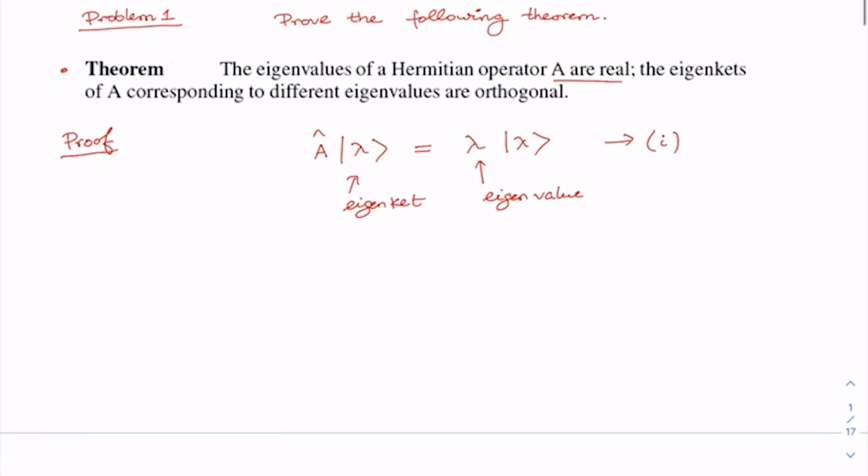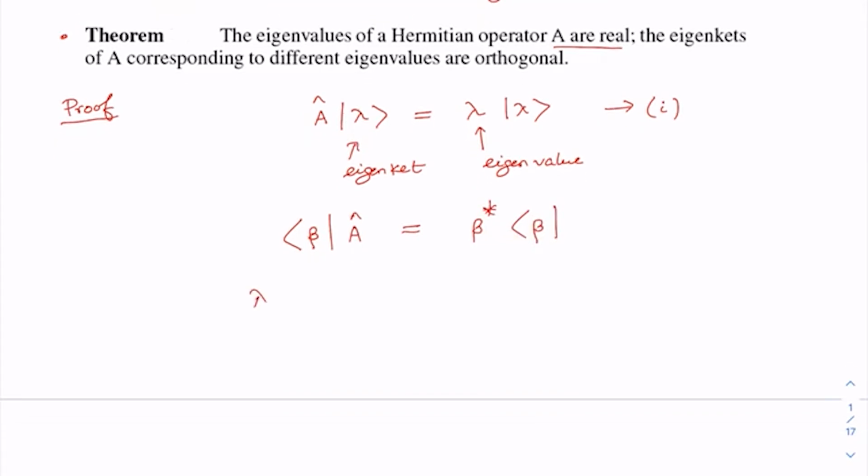Because A is Hermitian, if it operates on a bra vector, then we will get β* ⟨β|, and λ and β are eigenvalues of the operator A. Let me label this as equation number 2.